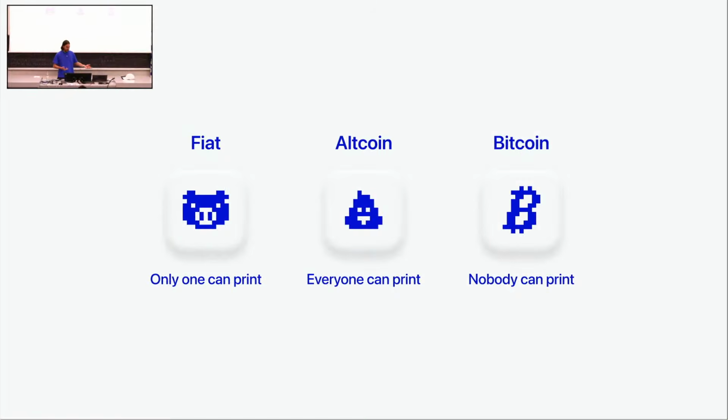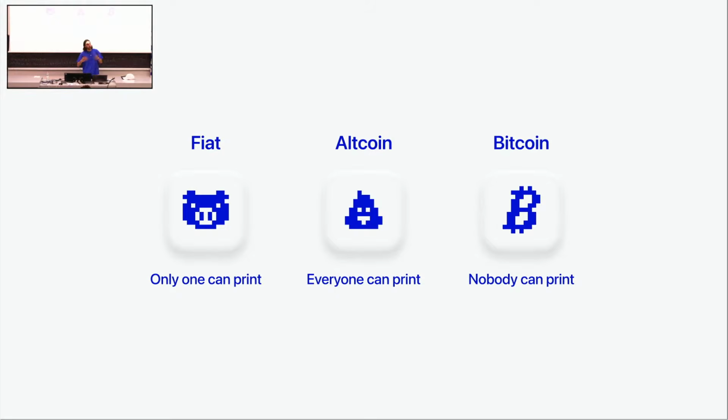And about printing, you can think that in the fiat system, you have only one entity that can print money. With altcoins, or shitcoins, as we like to call them, which are basically all the other cryptocurrencies, and later I'm going to spend a few minutes on this difference, everyone can print. So you can create your own and start creating money out of nothing.